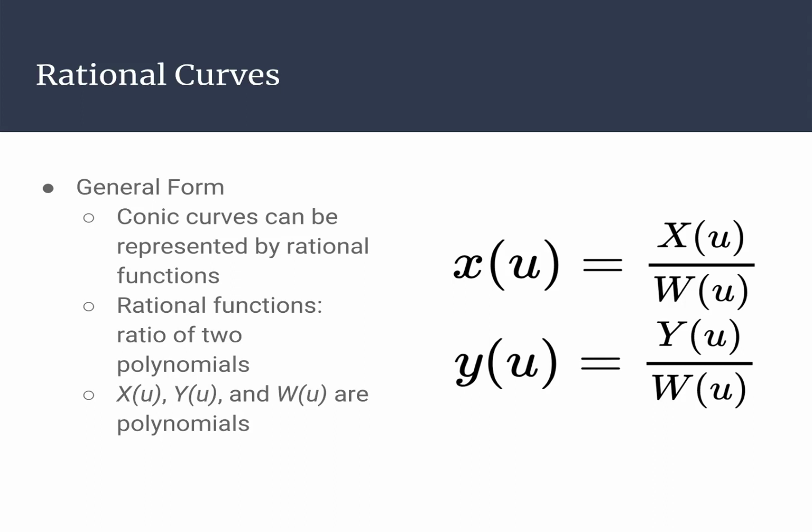Now we'll talk about rational curves. In general, rational curves are a way to represent conic curves. With rational functions, we have the ratio of two polynomials. In this case, we can see x(u), y(u), and w(u) are the three polynomials of interest. One point to mention is the fact that w(u) is shared as the denominator between these two equations.